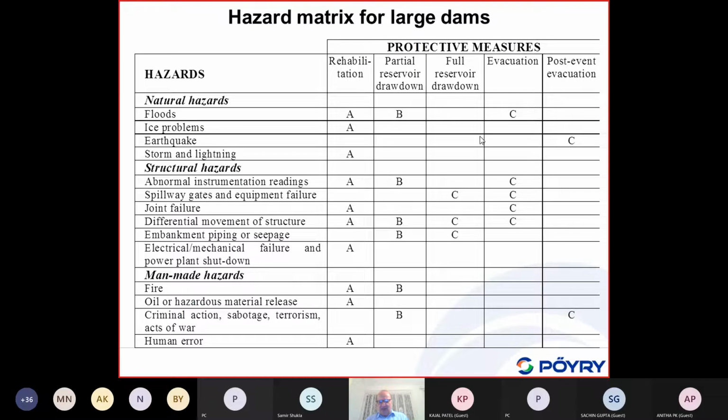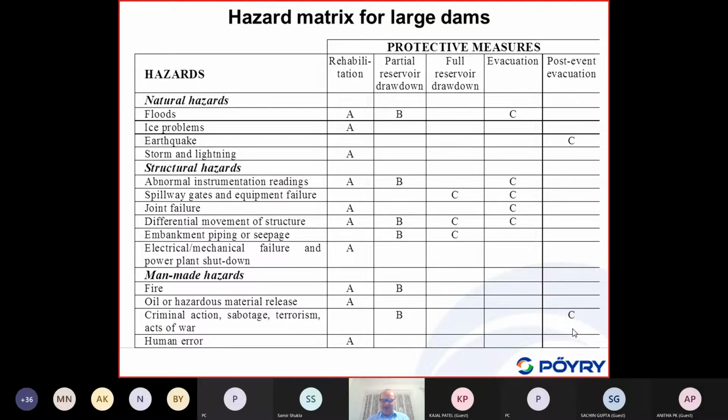So we see here, if we look at all these possible hazards, I would also like to draw your attention to man-made hazards: criminal action, sabotage, terrorism, acts of war, or we could add cyber criminality. Basically, we can only do the post-event evacuation because these events are not predictable. It's the same with the earthquake. So if you look into the safety of dams, and also, for example, nuclear power plants, the most critical hazards in the safety assessment of these structures are the earthquake hazard from the natural hazards, and criminal action, sabotage, terrorism, and acts of war. They are the most critical ones.